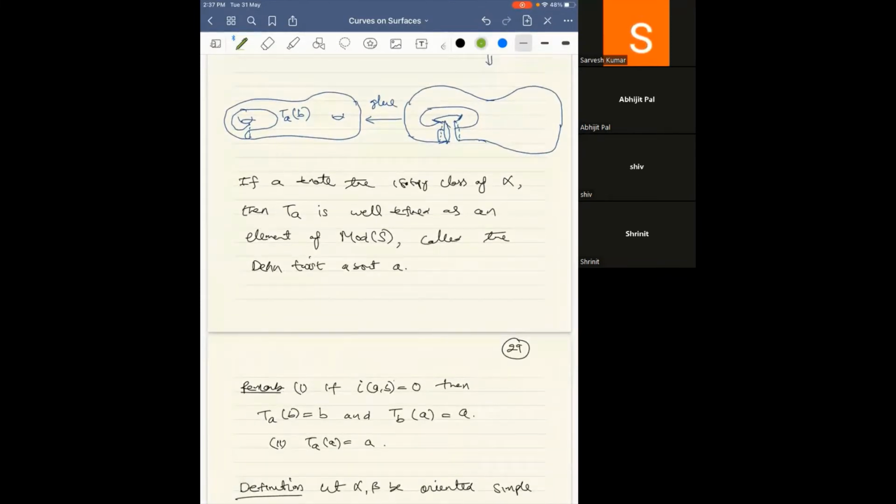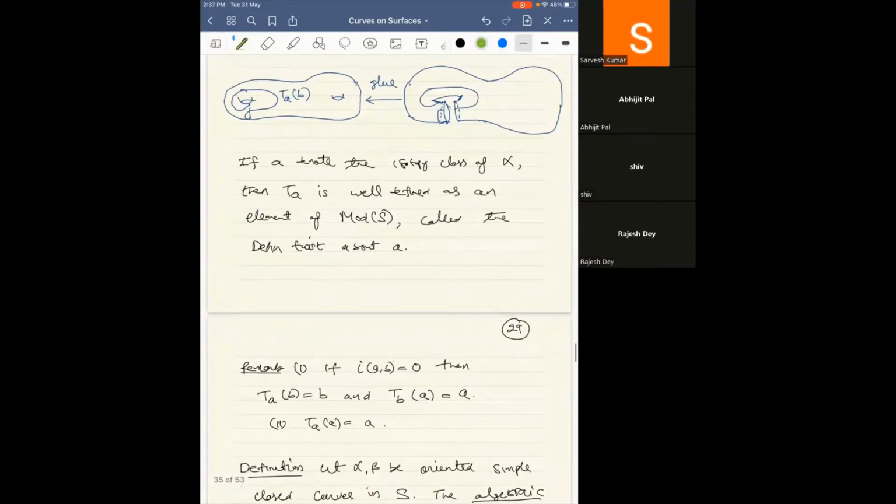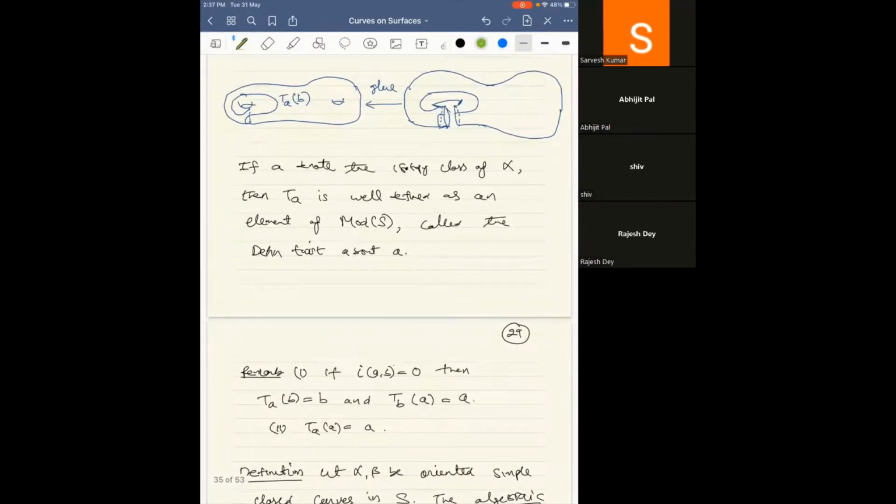So here are some remarks. If the geometric intersection number of A and B is 0, then you can see this action, T_A on B, is just B. It will not affect it, as you can see from the definition. And similarly, T_B of A equals A.